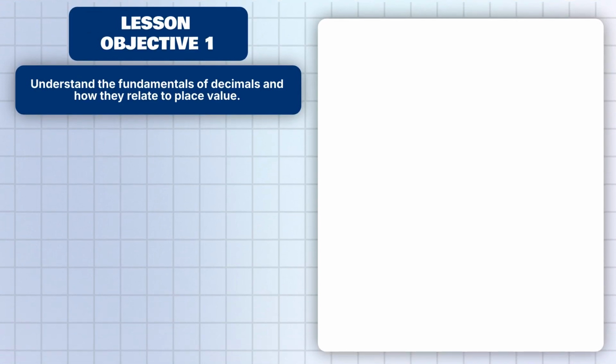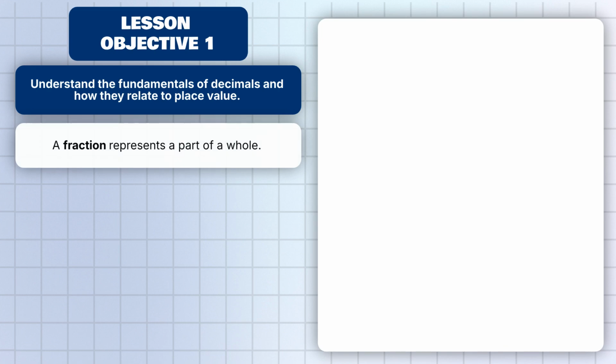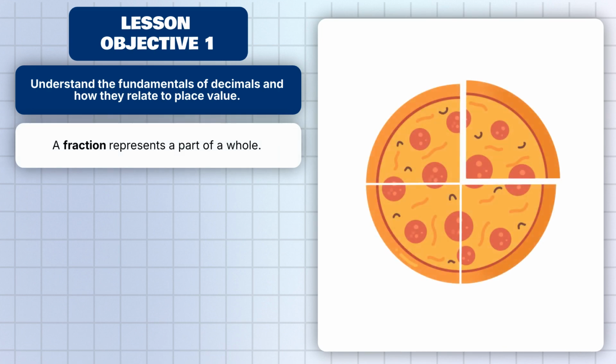Before diving into decimals, let's briefly recall what's meant by fractions. A fraction represents a part of a whole. For example, if you have a pizza sliced into 4 equal pieces and you eat one slice, you have eaten 1/4 of the pizza. Fractions help us understand how parts relate to the whole.